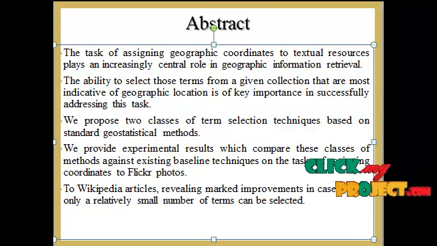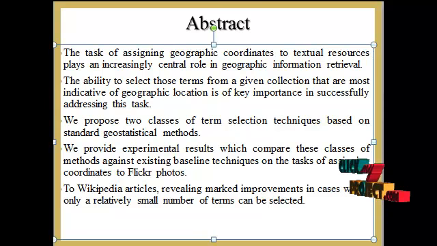First, to implement the idea of spatial smoothing of term occurrence, we investigate the use of kernel density estimation to model each term as a two-dimensional probability distribution over the surface of the Earth. The second class of term selection method is based on the replicate statistic, which measures the deviation of a point set from spatial homogeneity.